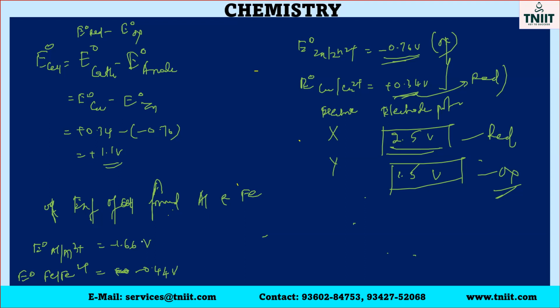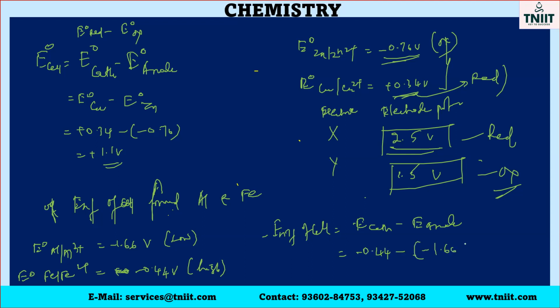See the potential, both are negative. But you should remember, minus 0.44 is a higher value compared to minus 1.66. Therefore, what will be the EMF of the cell? EMF of the cell will be equal to E cathode minus E anode. The larger value will be the cathode. So the larger value here is iron, minus 0.44 minus of minus 1.66 volts. So it will be minus 0.44 plus 1.66. So you'll get 1.22 volts.